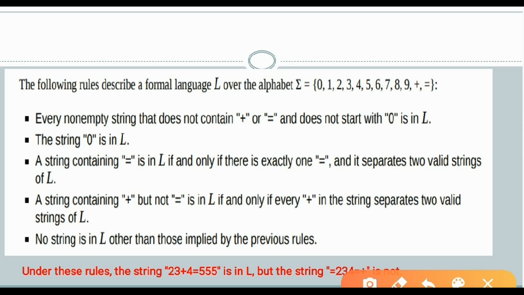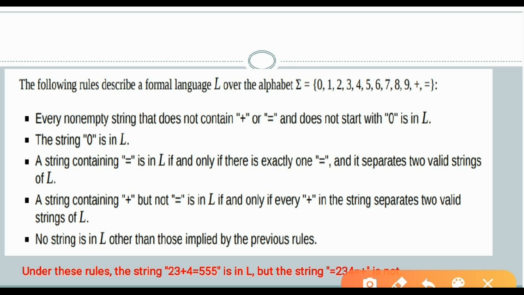The alphabet sigma equals 0, 1, 2, 3, 4, 5, 6, 7, 8, 9, plus, equals. Additionally, you are getting 2 more symbols: one is plus, the second is equals. You can see the rules.